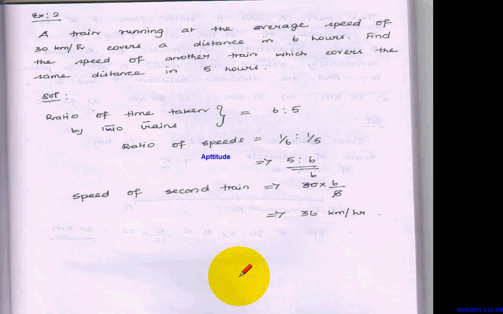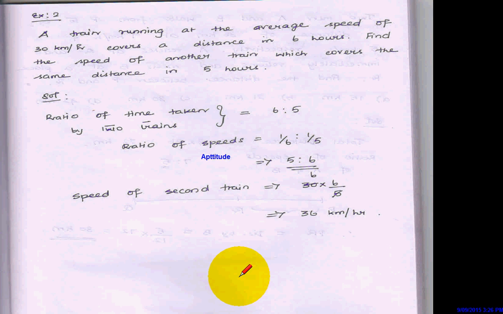At the same time, if the second train takes 5 hours, the ratio of their speed will be inversely proportional, so 1 by 5, the reverse way. So if the ratio of time taken by the two trains is 6:5, then the ratio of their speeds is 1 by 6:1 by 5, since time is inversely proportional to speed. Or otherwise, I can write it by cross multiplying, we will get 5:6. So the time taken is 6:5, but the speed is 5:6.